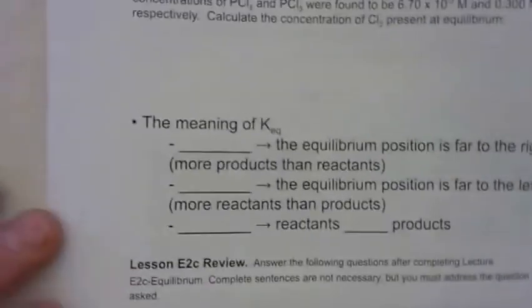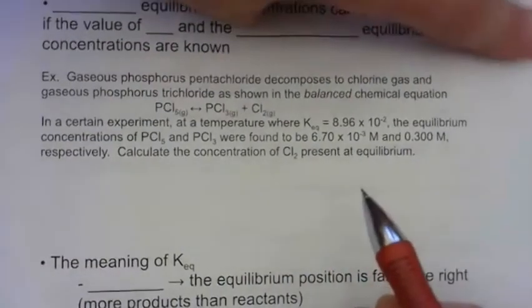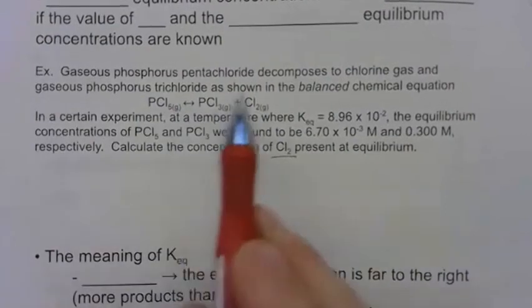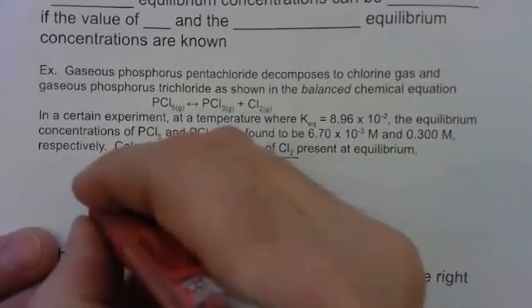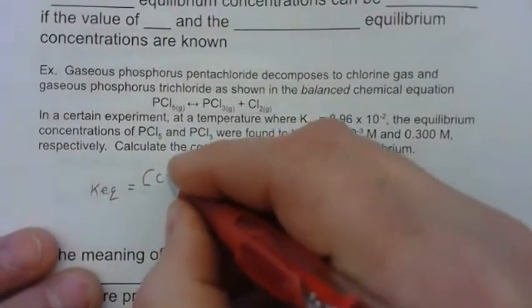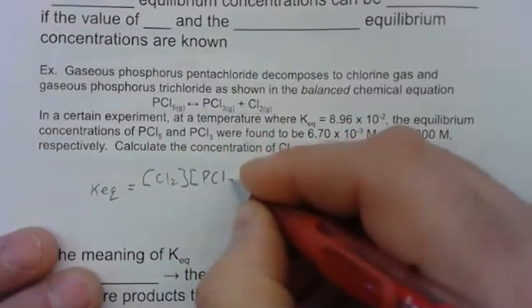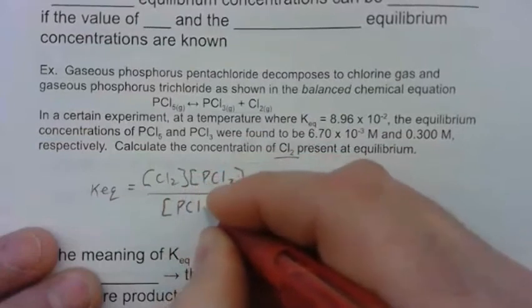Now for another type of problem, in this particular problem, the KEQ is given to us, and it is asking for the concentration of Cl2. Here is the balanced chemical equation. As it turns out, there are no coefficients, so it makes it a little bit easier. Again, KEQ is equal to products over reactants. So the concentration of Cl2 times the concentration of PCl3 divided by the concentration of PCl5.